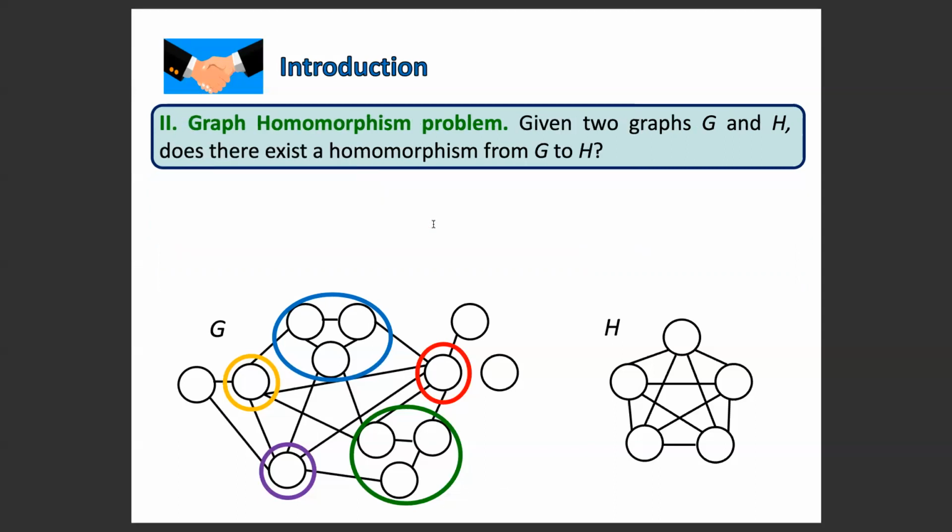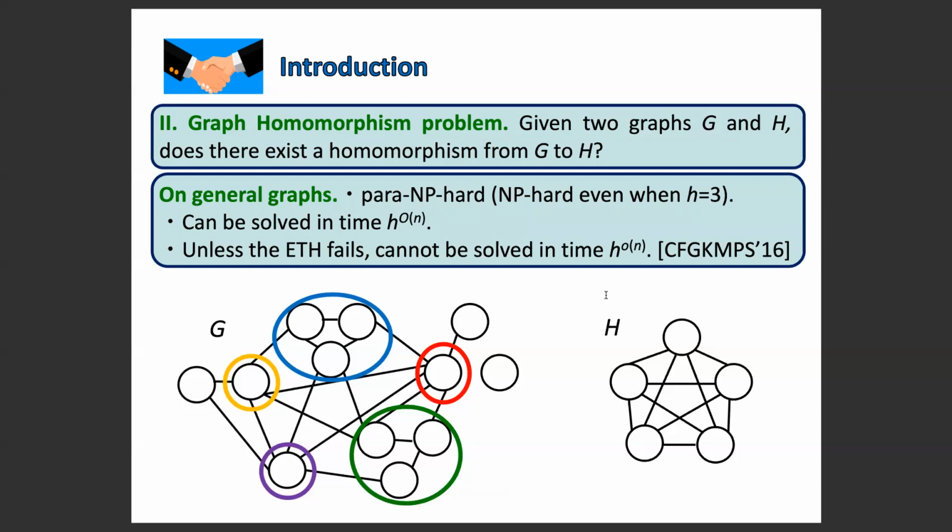Now let's look at another problem, the graph homomorphism problem. Here we are also given two graphs G and H, and we ask whether there is a homomorphism from G to H. This means that we should map the vertices of G to vertices of H, and we can map some vertices of G to the same vertex in H. But if two vertices in G are adjacent, then the vertices that we map them to should also be adjacent in H.